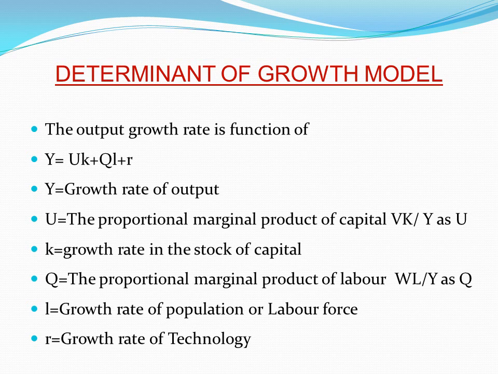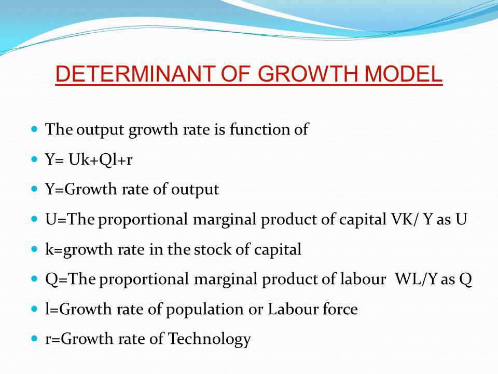Determinant of growth model. The output growth rate is a function: y equal to u multiplied by k plus q multiplied by L plus R. Y represents the growth rate of output. U represents the proportional marginal product of capital, V multiplied by K divided by Y, as u. K represents the growth rate in the stock of capital.